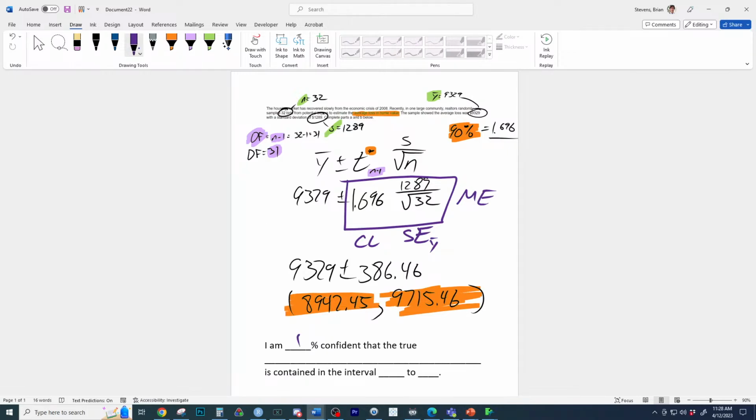So once again, this is the first, the second, the third, and the fourth thing. So there's the third and the fourth. There's the first thing, and there's the second. Meredith might have it. I am 90% confident that the true average loss in home value is contained in the interval. Yeah, then make sure, Meredith, you might not have seen the numbers.